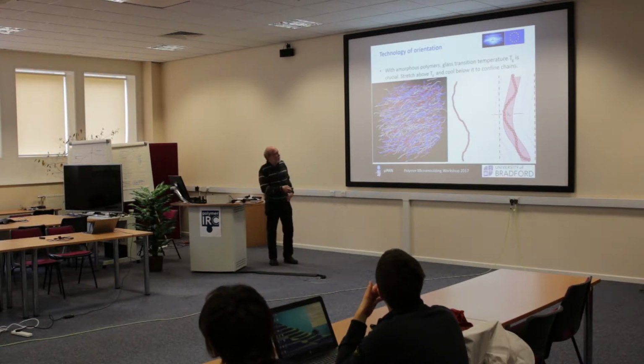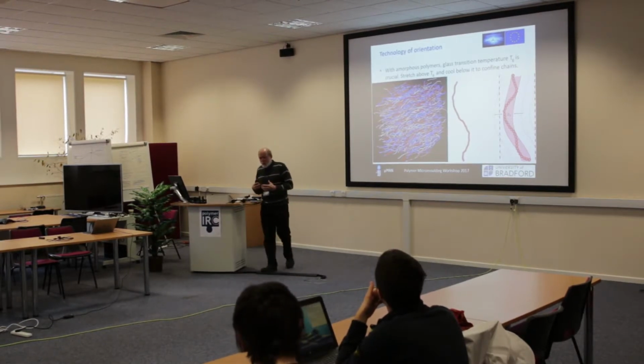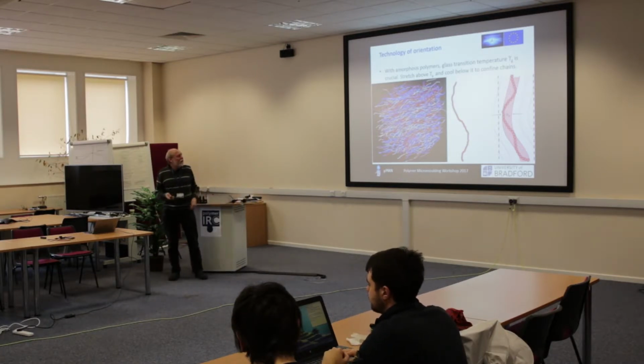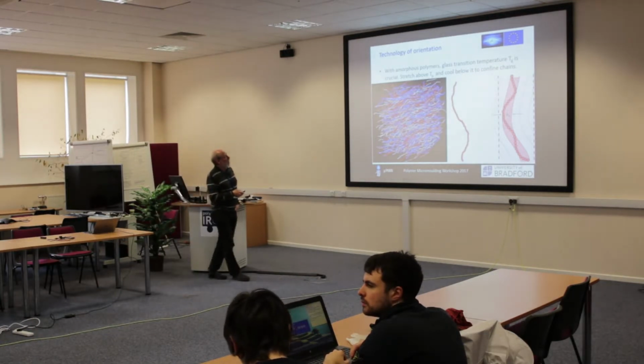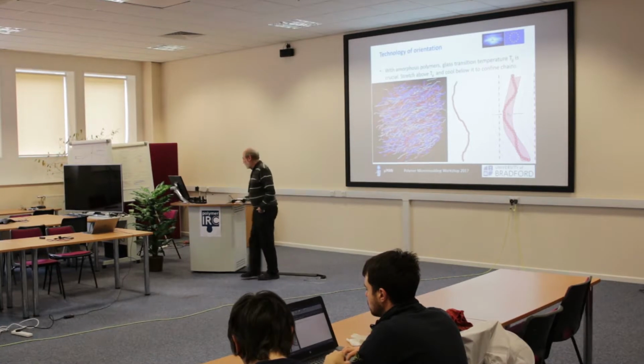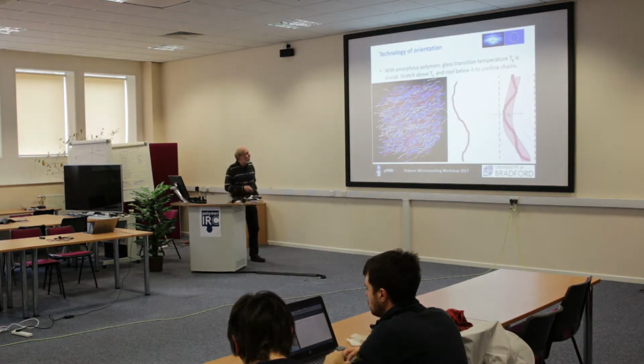Well, if you take it above Tg, then the polymer chains start to behave quasi-independently of each other. So polymer chains can be stretched. And if you then stretch them and cool it below Tg, that stretch will be frozen into place. So you've got an oriented body.